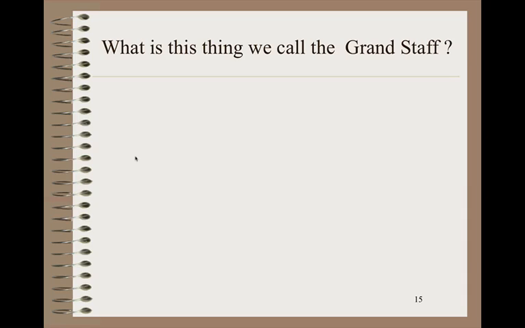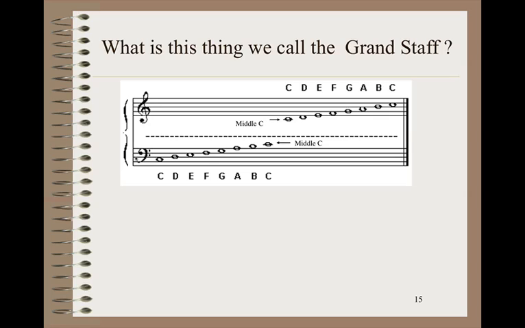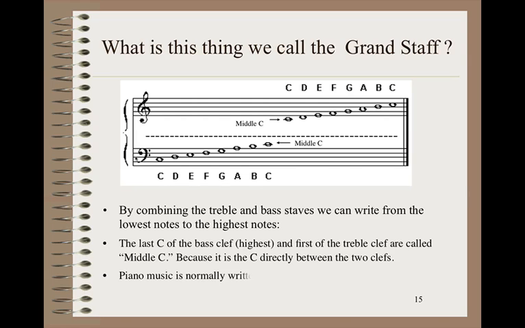Some of you may have heard this term called the grand staff. And there's an example of what the grand staff looks like. Basically, a grand staff combines both the treble clef staff and the bass clef staff into one large staff. And this is what generally piano players use, and harp players sometimes use this as well.